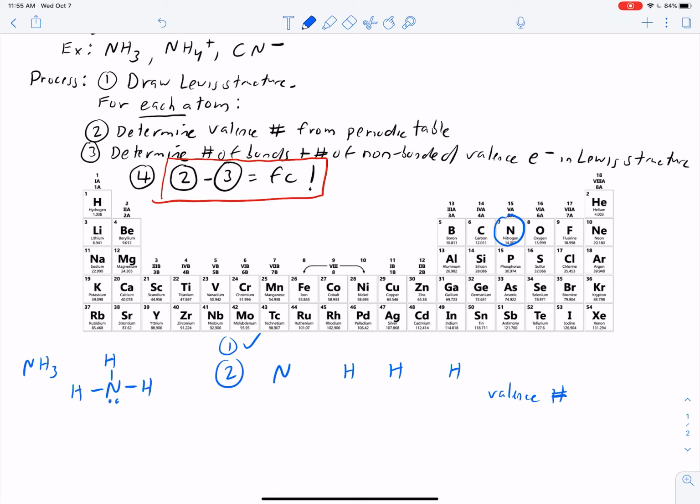has a valence number of 5 because it has 2s2 valence electrons and 3 2p electrons, and so it has a valence number of 5. Hydrogen has a valence number of 1 because it just has the 1s1 electron, and so each of these is 1. Right. That is what it means to determine the valence number. It's basically saying how many valence electrons does a neutral, boring standalone atom of that element have.